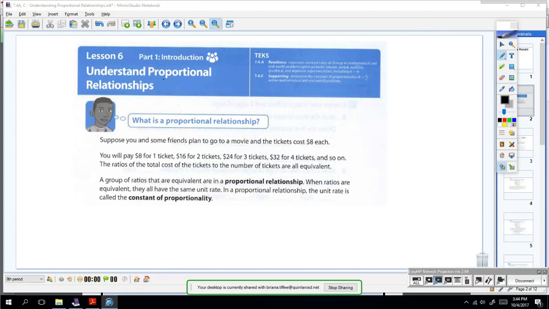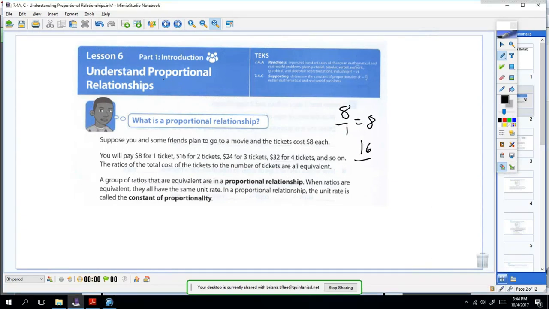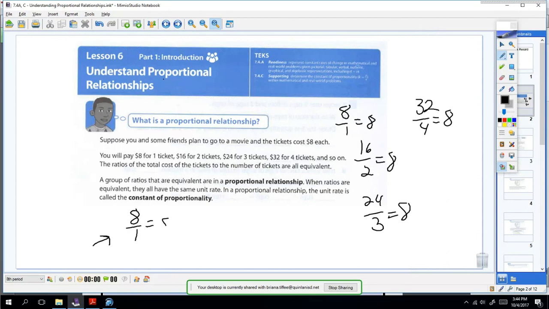Meaning that 8 over 1 equals 8, 16 over 2 equals 8, 24 over 3 equals 8, and finally 32 over 4 equals 8. Okay, so the main one we're looking at is the 8 over 1. This, which is equal to 8, is your unit rate. This is also your constant of proportionality.